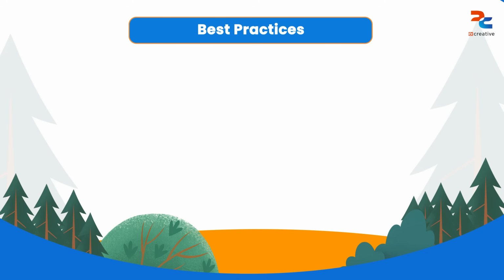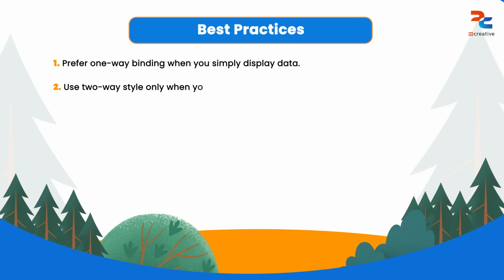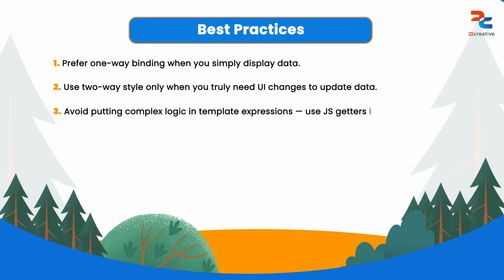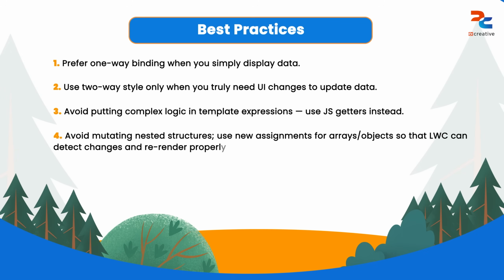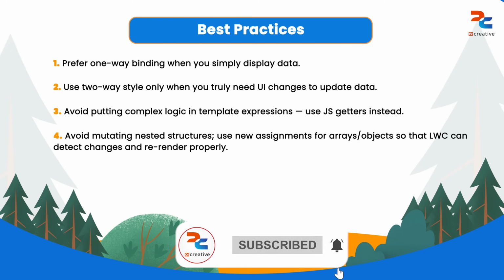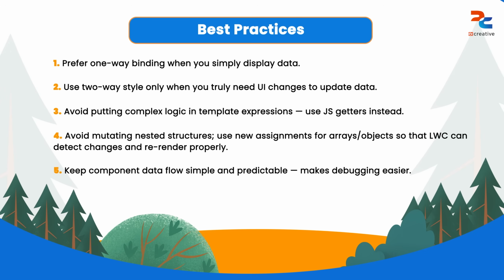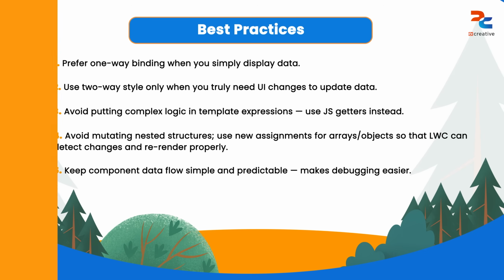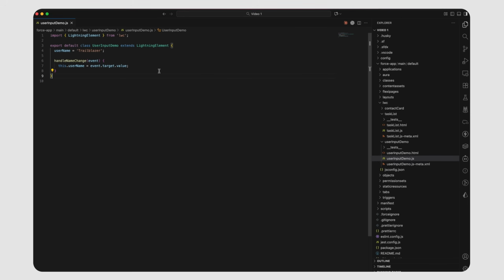Let's see some of the best practices in these scenarios. We should prefer one-way data binding when you simply display data. Use two-way style only when you truly need UI changes to update data. Avoid putting complex logic in template expressions. Use JavaScript getters instead. Avoid mutating nested structures. Use new assignments for arrays or objects so that LWC can detect changes and re-render properly. Keep component data flow simple and predictable. Makes debugging easier.